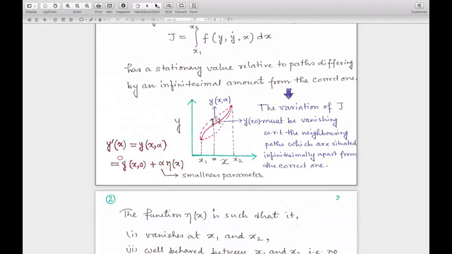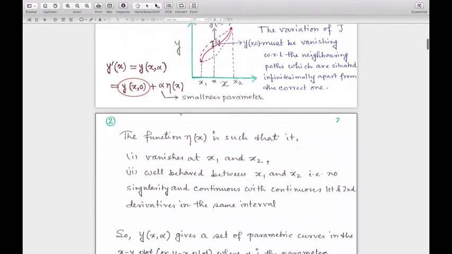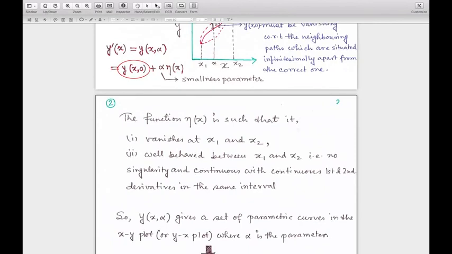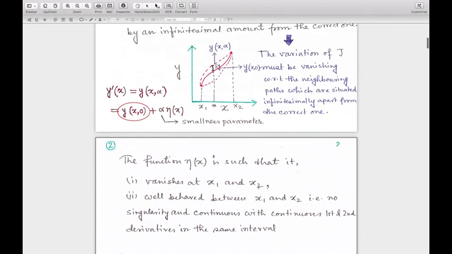This is the function which we already suppose is giving the stationary value of J, and this is its departure. Now this function eta of x should also satisfy two conditions. One is it should vanish at both x1 and x2, because whatever the departures at the starting point and the end point, they should be identical to the original function y, because we don't change the initial and the final point. Between them, we can change the paths.